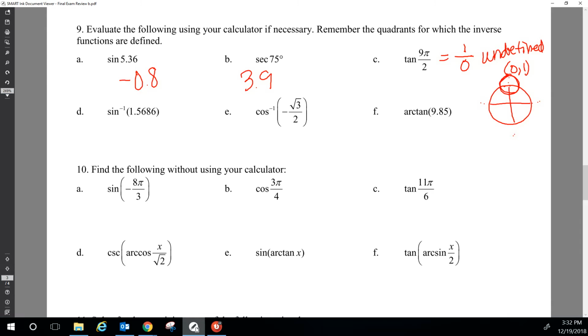All right, sine inverse of 1.568. Remember, our sine inverse is only defined between -1 and 1. This number is too big, so does not exist.